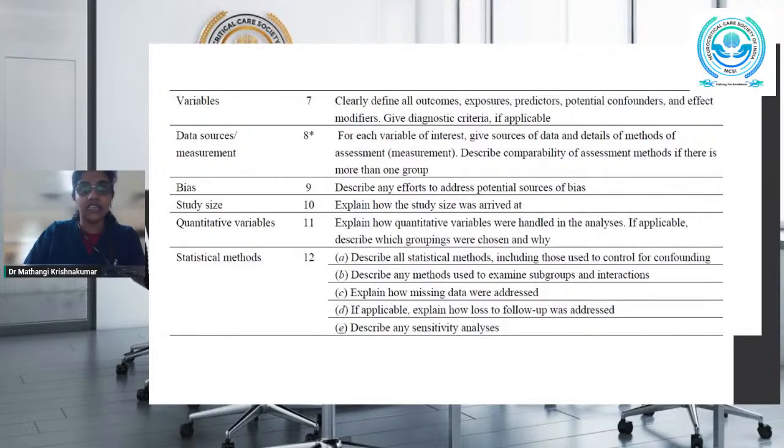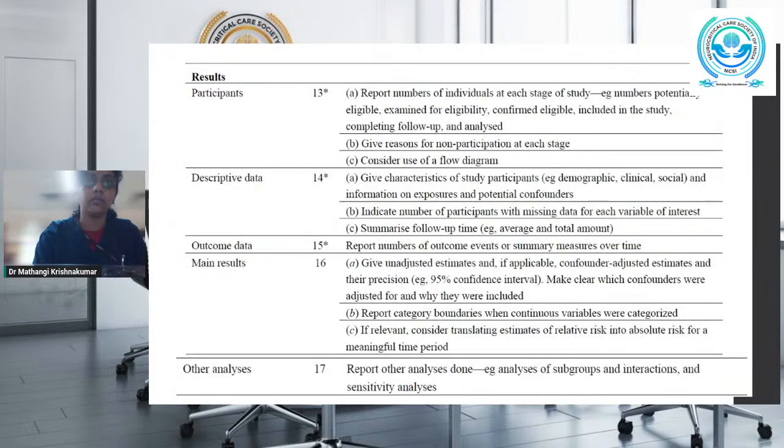And the study size, again, this is a retrospective study, they just took a convenience sampling for this, so the sample size is really not justified in the study. If we look at the statistical methods, appropriate statistical methods were used. And missing data, there was not much missing data, so that was not explained in the protocol.